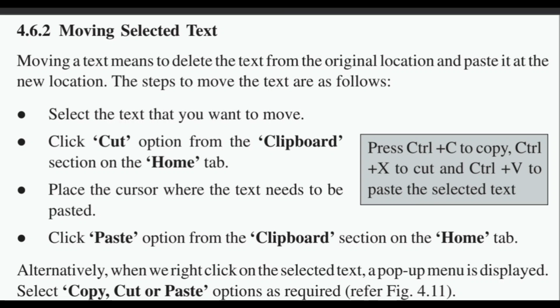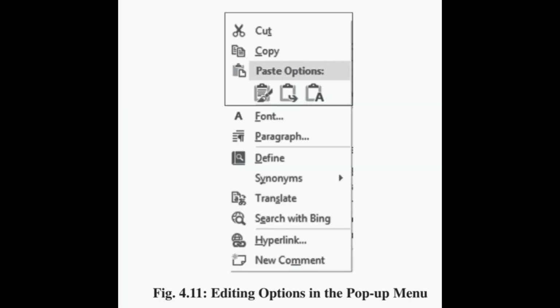So most of us, we do this only, we don't use the keyboard, we use this pop-up window. So if you want to cut the text, then you have to select the text, and if you right click with your mouse, then this window will open. Cut, copy, paste, these options will open. According to that, you can cut it, copy it, and paste it.